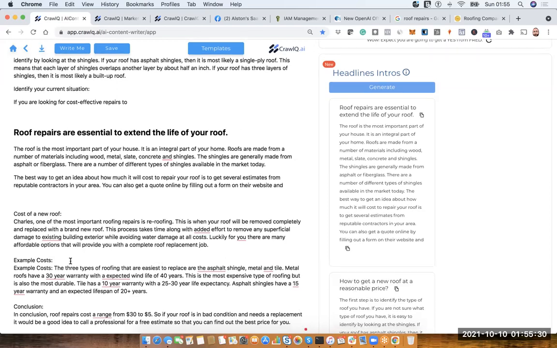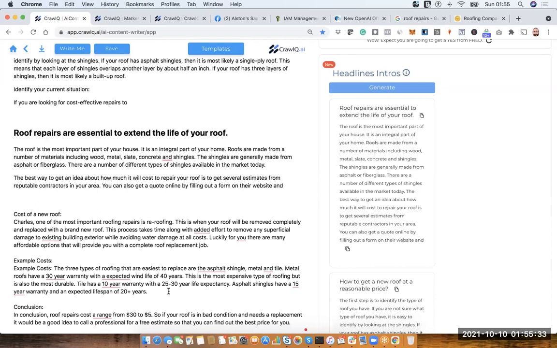The three types of roofing that are easiest to replace are asphalt shingles, metal, and tile. Metal roofs have a 30-year warranty with an expected lifespan of 40 years. This is the most expensive, and so on. So there are different ways.